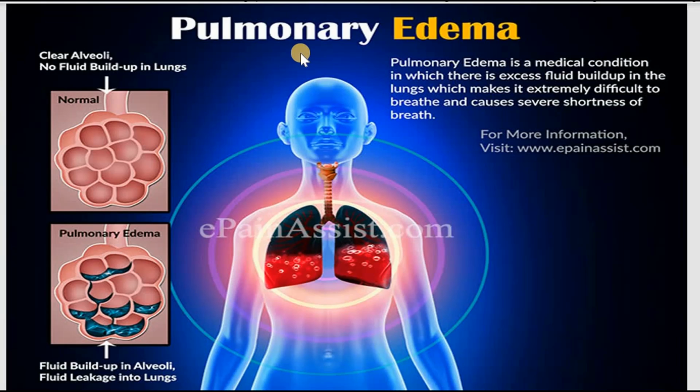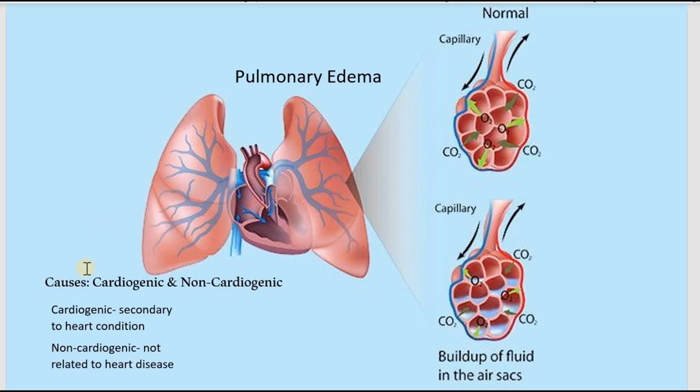Now, what causes pulmonary edema? The causes. It can be categorized into two, cardiogenic and non-cardiogenic. What is cardiogenic pulmonary edema? Cardiogenic pulmonary edema is secondary to a heart condition or due to a heart disease. Whereas in non-cardiogenic pulmonary edema, it is not related to any heart condition or heart disease.